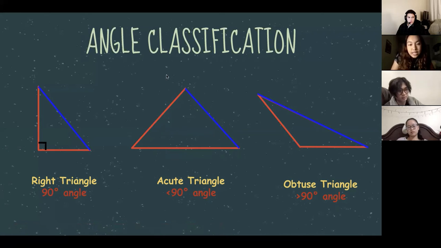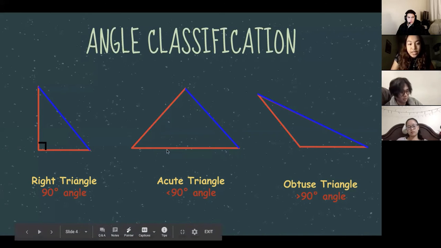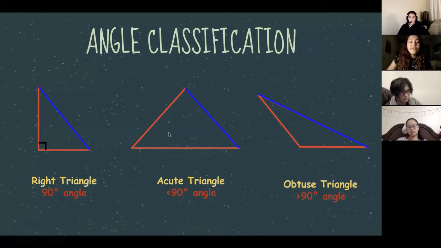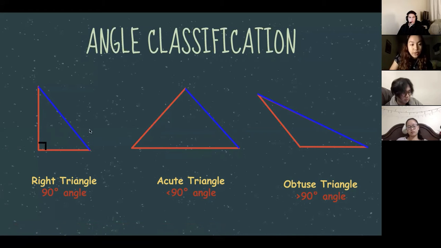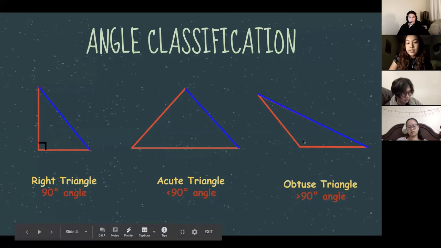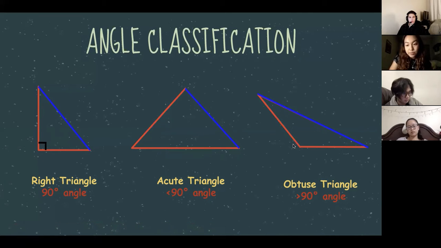Now notice that the acute triangle here has three acute angles. So in order for a triangle to be acute, it has to have three acute angles. See how in the right triangle and the obtuse triangle, there's two acute angles, but since it has a right angle, it would be a right triangle. And since the obtuse one has an obtuse angle, it would be an obtuse triangle. Does that make sense to everyone?